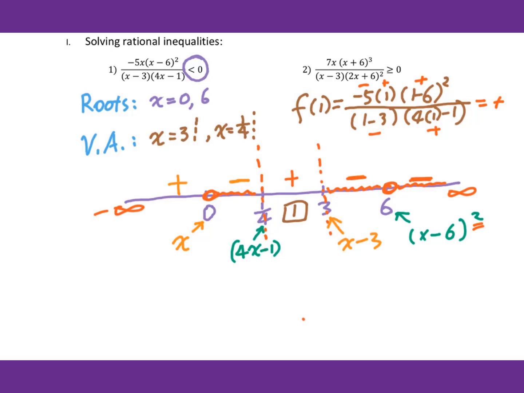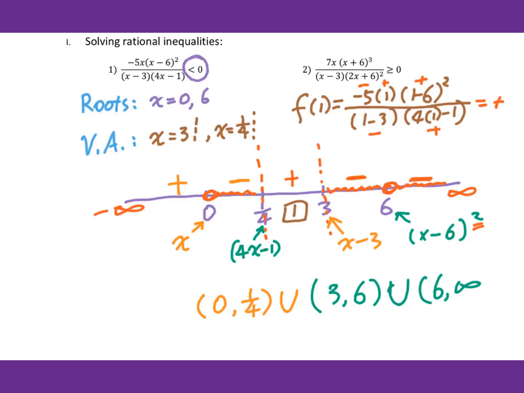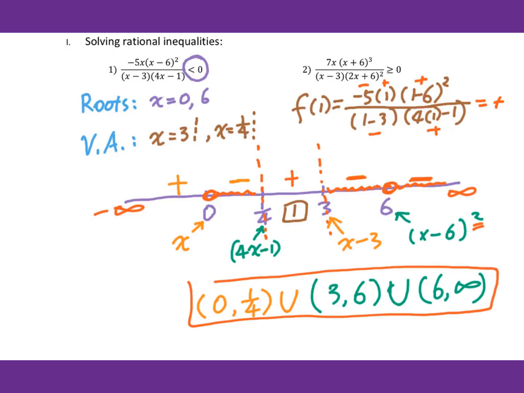Therefore, we can write down the solution now. It's from 0 to 1/4, open parentheses, union with 3 to 6, union with 6 to infinity. This will be the solution to number 1.